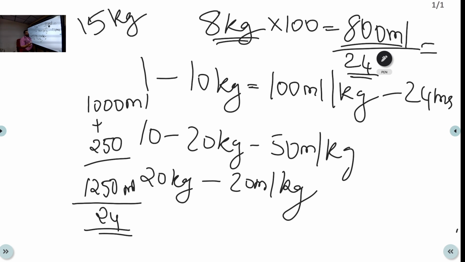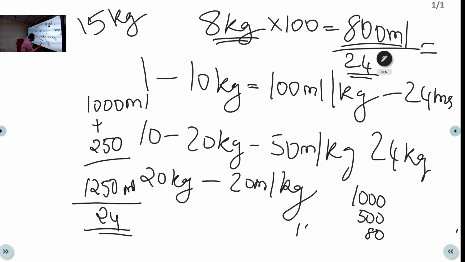Next we will take a child of 24 kg. So first 10 kg 1000 ml, next 10 kg 500 ml. Then for every 1 kg increase you need to add 20 ml. So 4 kg increase, 4 into 20, 80. So 1580 ml that you need to give over 24 hours. Is it clear for you?